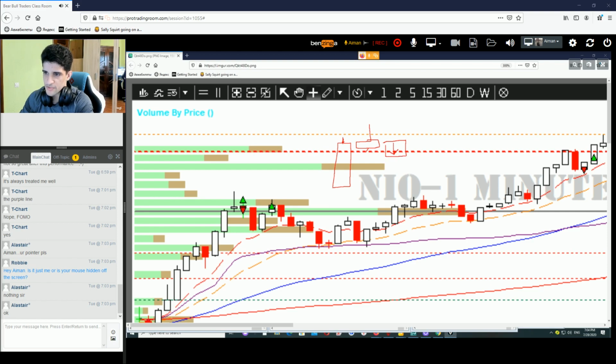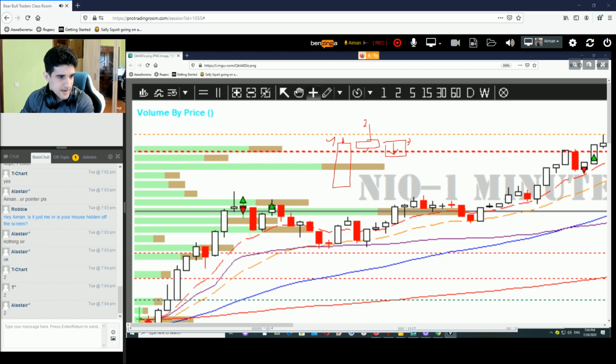So what's your stop loss in this case? Anyone? What would be your stop loss if you're taking this thing to the short side? 1, 2, 3. 3 possible stop losses. Where would you put it? I'd say 2, tier 2, teacher 2. Low would put it at 1.